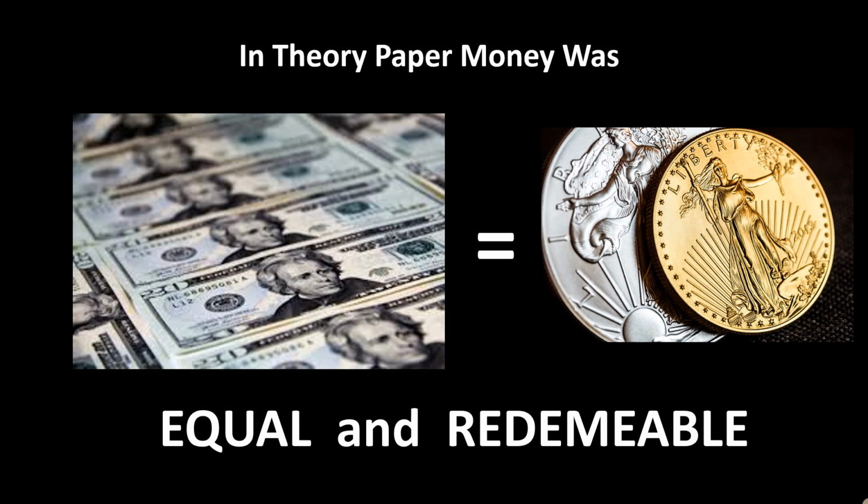Originally, each paper note was backed by gold or silver, held in reserve, and was redeemable for such on demand. The paper facsimile was simply more convenient to carry around, and after time gained preference over the actual metal.